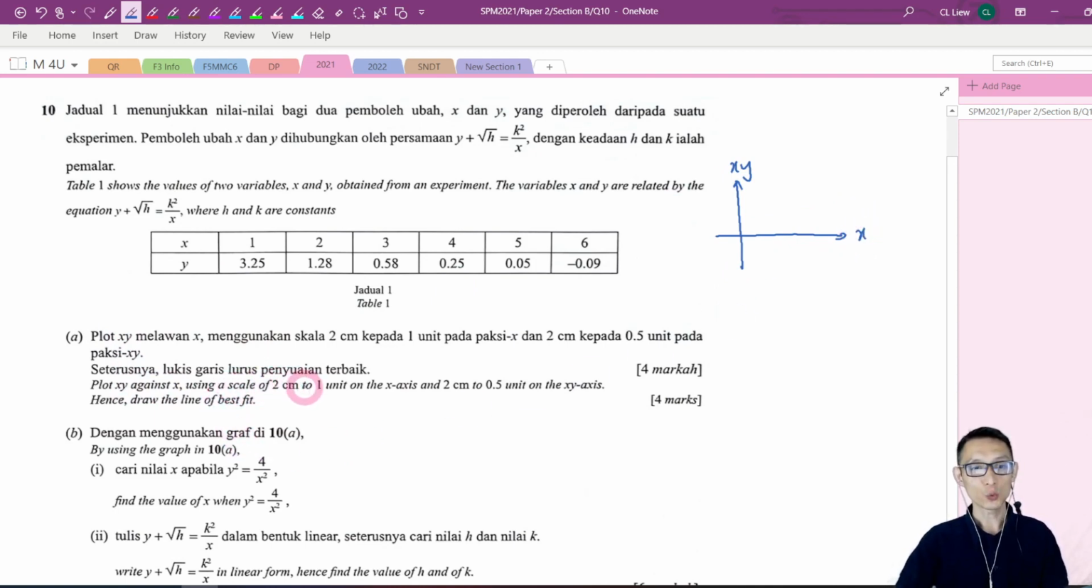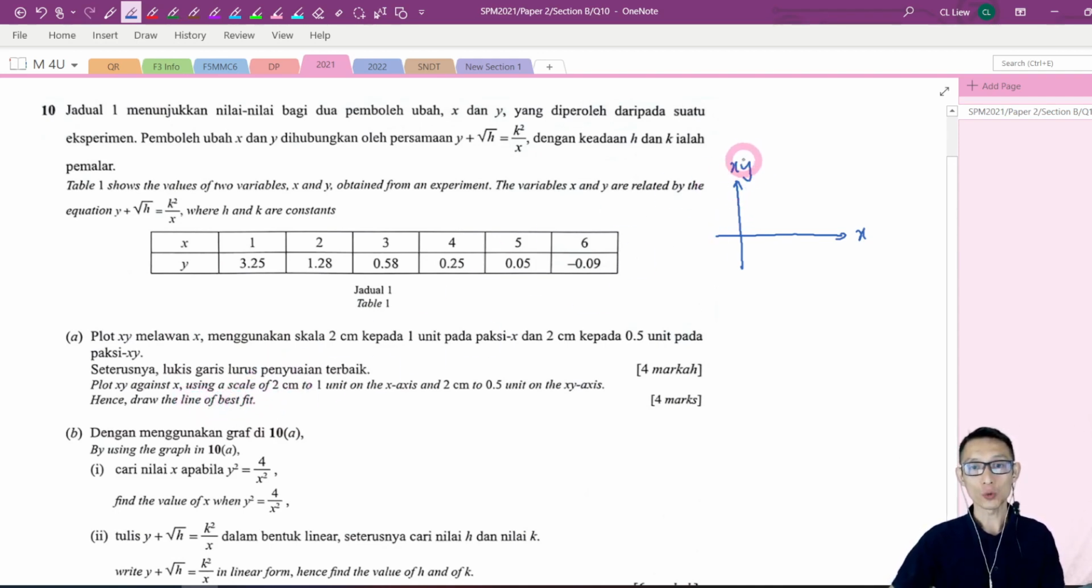Using a scale of 2 cm to 1 unit on the x-axis, it means 1, 2, 3, 4, 5 and so on. And 2 cm to 0.5 units on the xy axis, 0.5, 1, 1.5, 2, 2.5 and so on. After plotting the graph, we need to draw the line of best fit.